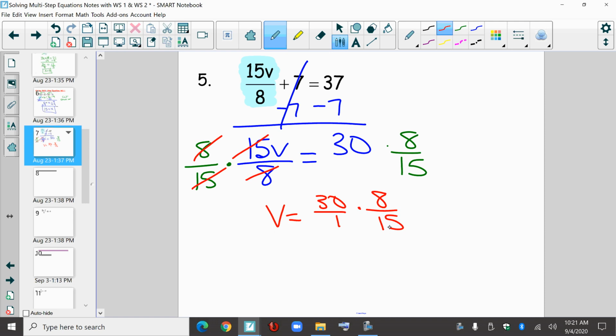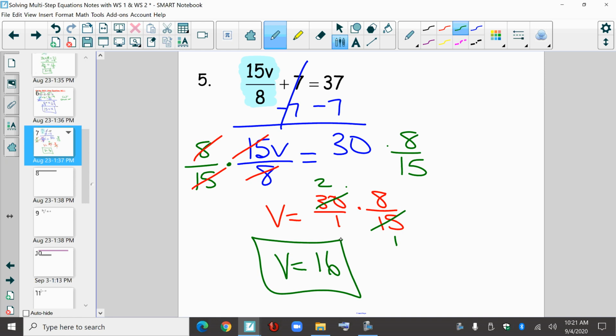So look diagonally, and look what cancels out. 30 divided by 15 is a 2. The 15 turns into a 1. So what you have left is going to be 2 times 8, which is 16. One more time for that. 15 times 2 is equal to 30. So 30 turns into a 2, and the 15 turns into a 1, and what you're left with is 2 times 8, which is going to be the 16. Okay?